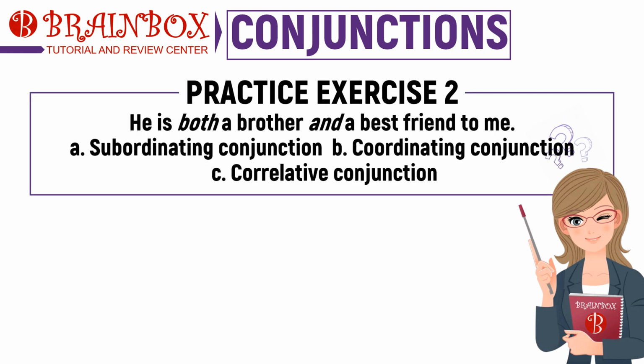For number 2, he is both a brother and a best friend to me. Identify the type of conjunction used in the sentence. Letter A, subordinating conjunction. Letter B, coordinating conjunction. Letter C, correlative conjunction.